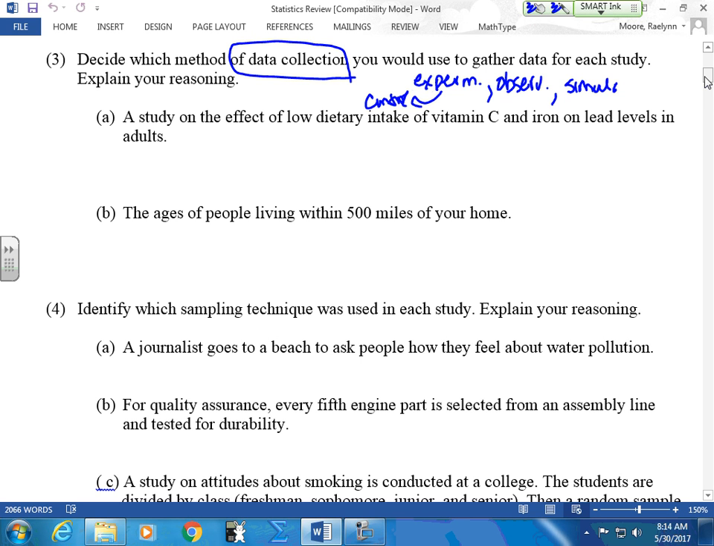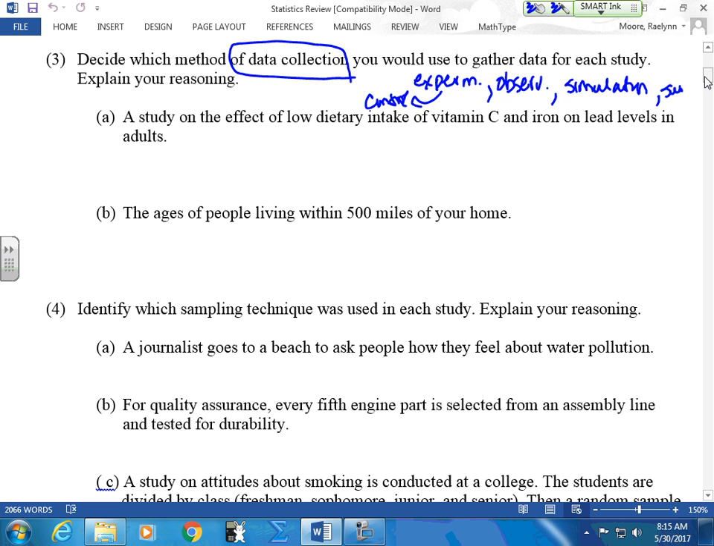Simulation. Sometimes I can't give somebody radiation, but I want to know the effect of radiation on their bone density. I can't give them radiation, so I run a simulation. And what's the last one?